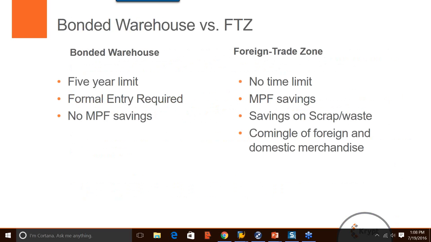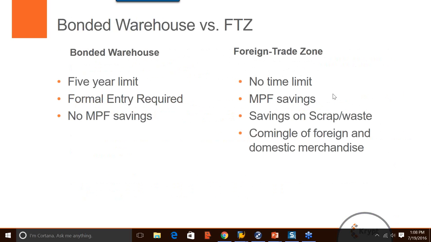An FTZ is similar in concept to a bonded warehouse, which is another way of importing merchandise into the United States. But there are some significant differences in the laws that govern the two different processes. The advantage of an FTZ is that there's essentially no time limit for importations, whereas bonded warehouses do impose a limitation on time.